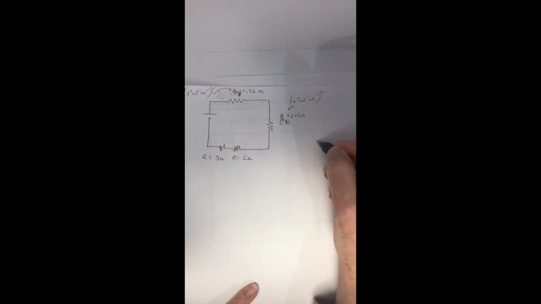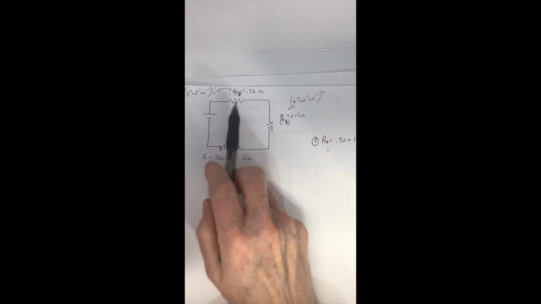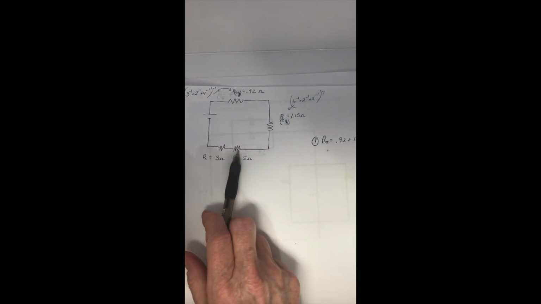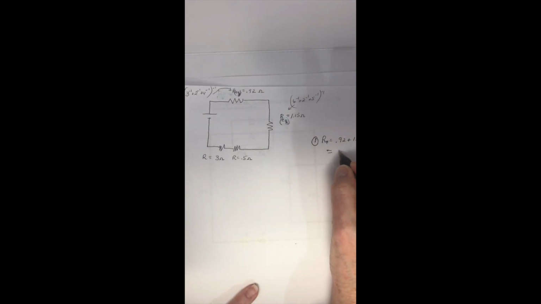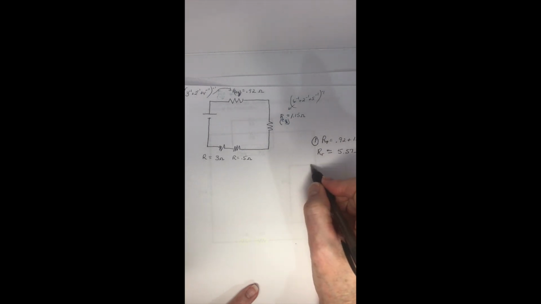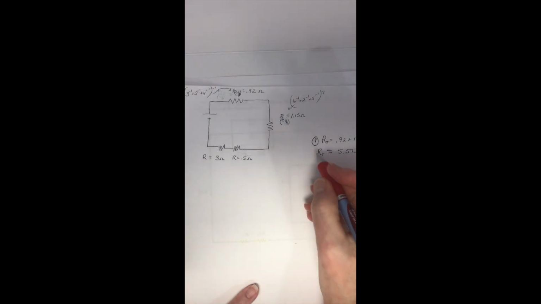So step number 1, like we always do, RT. So RT would be 0.92 plus 1.51 plus 3 plus 0.5. Because this is a parallel section, but it is in series with the other parallel section, which is in series with these two. Turns out that the total resistance of the entire circuit is 5.57.